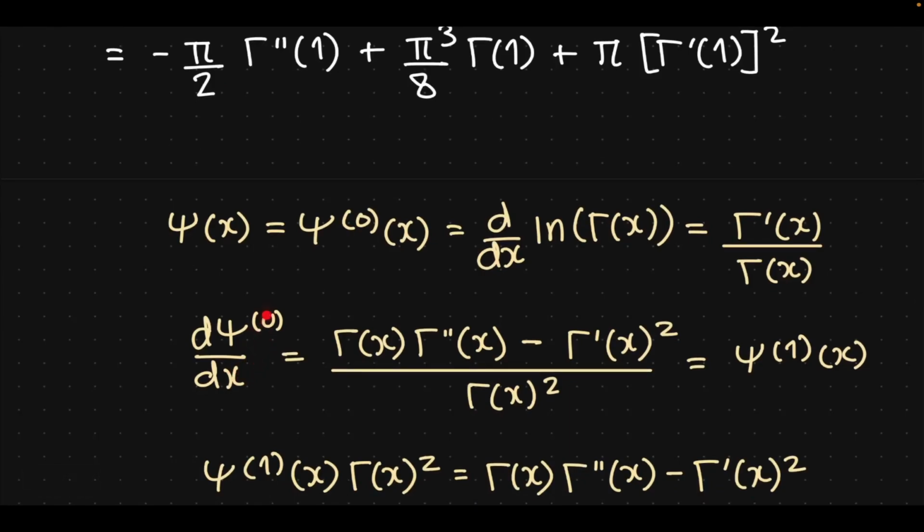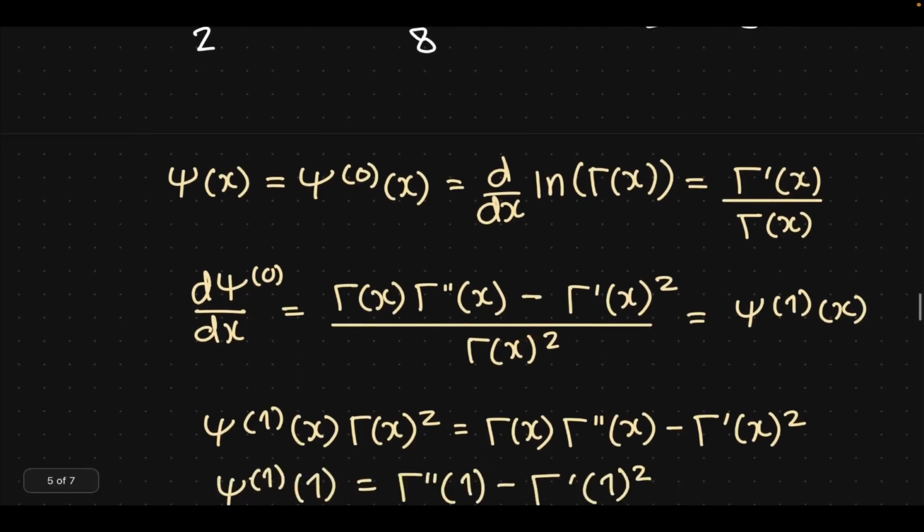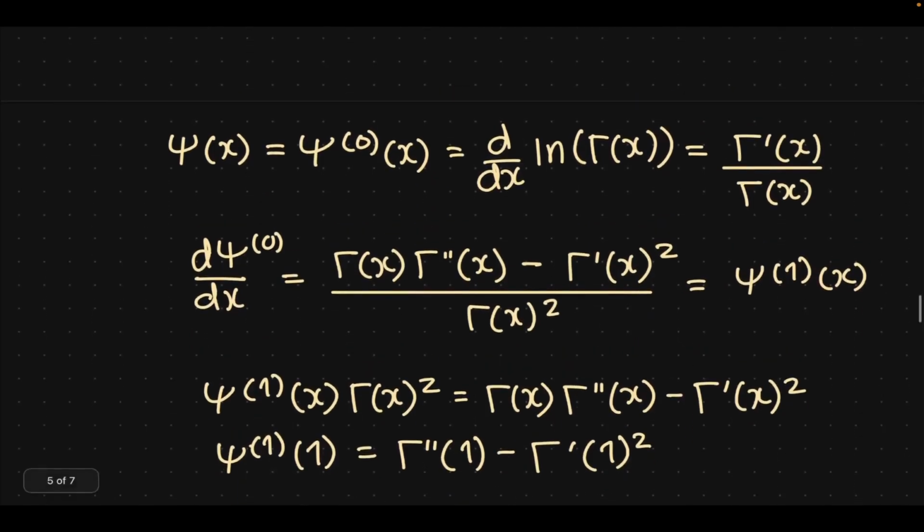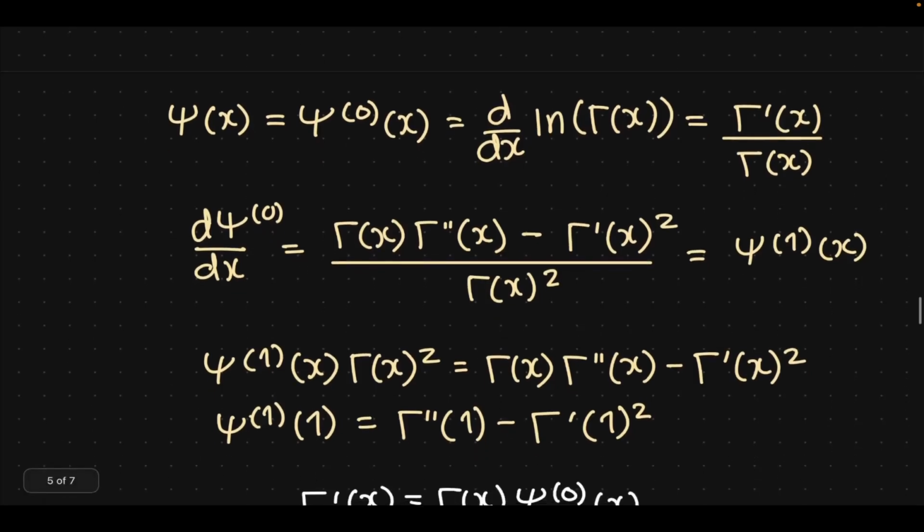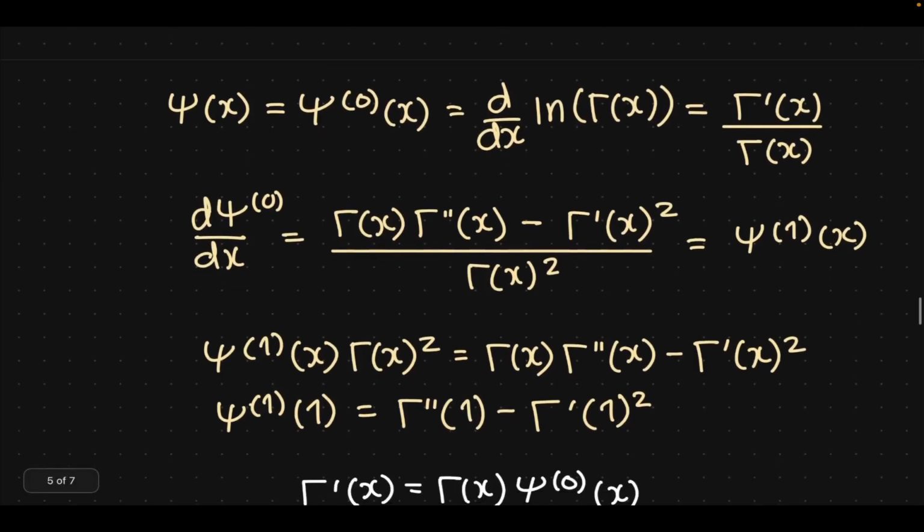Because if we differentiate digamma, or polygamma of order 0, once, we can use the quotient rule here to get gamma of x times gamma double prime of x minus gamma prime of x whole squared, divided by gamma of x squared. And that is equal to, that's the definition of the polygamma of order 1 of x. So if you differentiate order 0, you get order 1, which is very nice. And now we see that polygamma order 1 of x times gamma of x squared equals gamma of x times gamma double prime of x minus gamma prime of x squared.